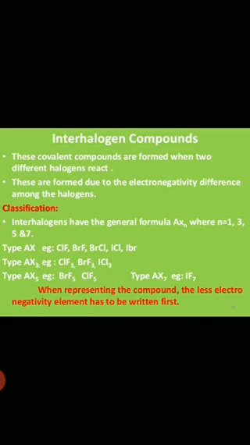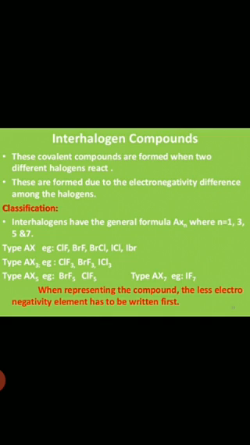Interhalogen compounds have a general formula AXn, or you can also write it as XX', where n stands for 1, 3, 5 and 7, and you can easily relate it with the oxidation states shown by the halogens: +1, +3, +5 and +7. Interhalogen compounds are classified into three types mainly: AX, AX3, AX5, and AX7 also.